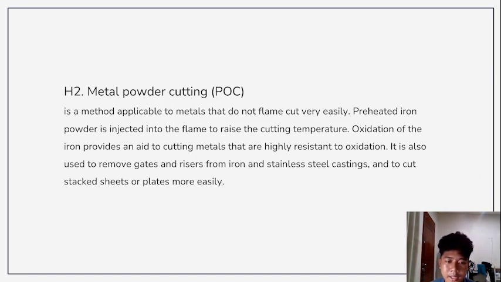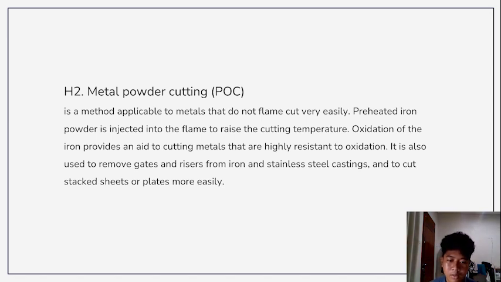Next one is metal powder cutting, or POC. This method is applicable to metal that does not flame cut very easily. Preheated iron powder is injected into the flame to raise the cutting temperature. Oxidation of the iron provides an aid to cutting metals that are highly resistant to oxidation. It is also used to remove gates and risers from iron and stainless steel castings, and to cut stock, sheet, or plate more easily.